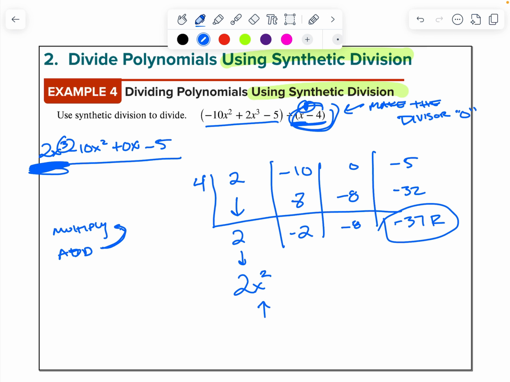This is my coefficient, and I'm going to start with a degree 1 less than your original dividend.